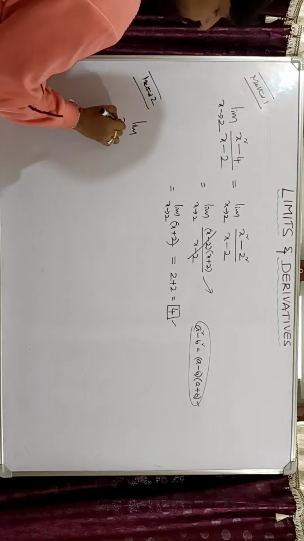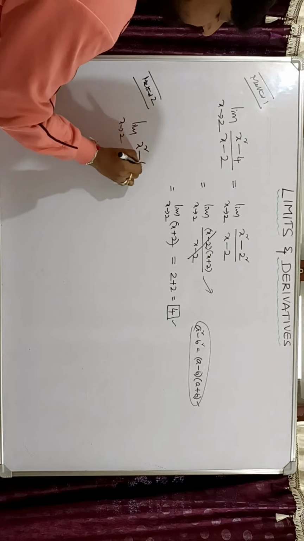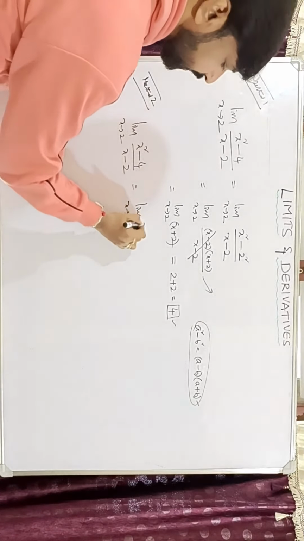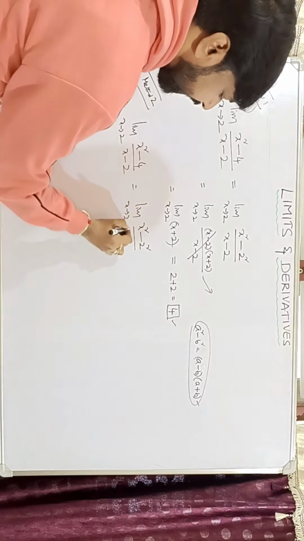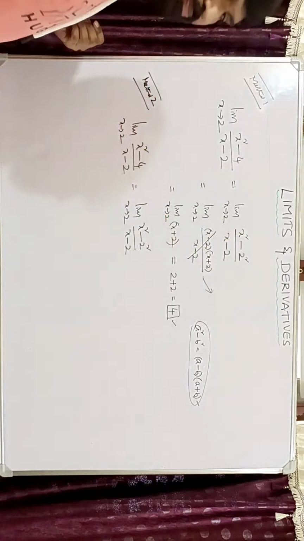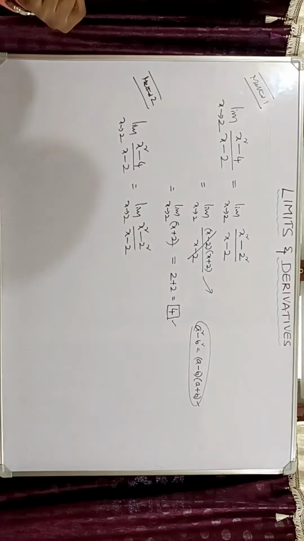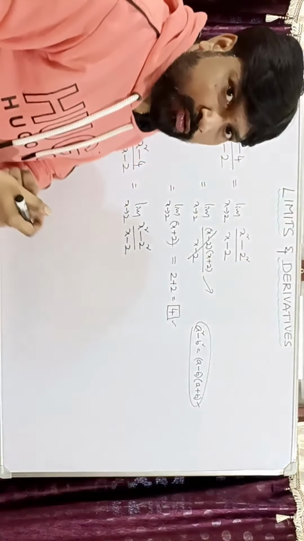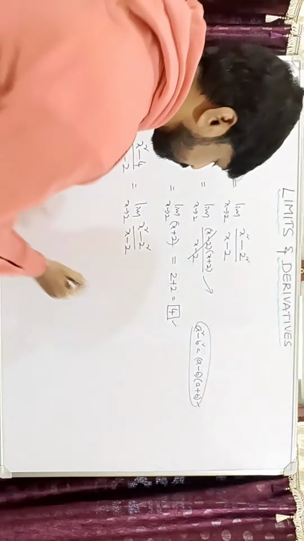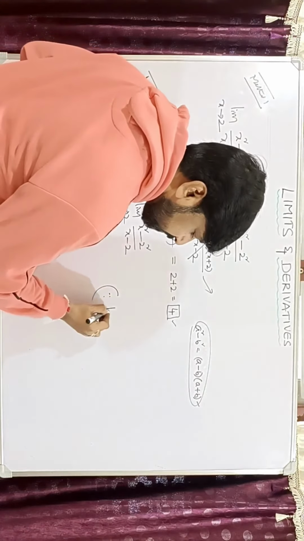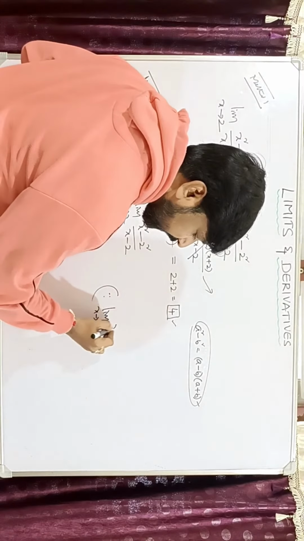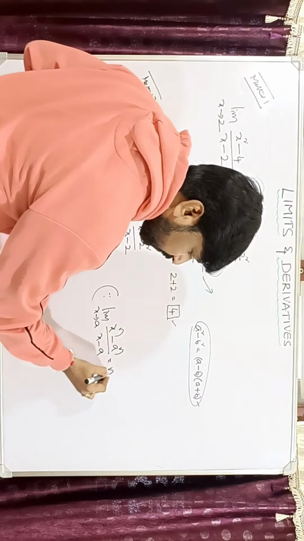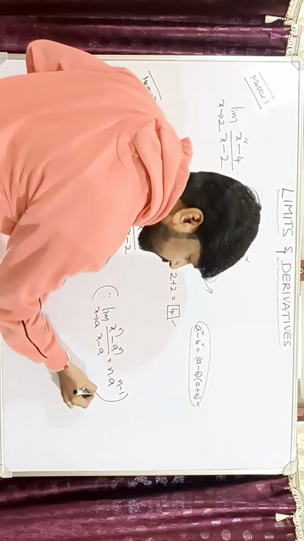Limit x tends to 2, (x square minus 4) by (x minus 2). I consider the question as limit x tends to 2, (x square minus 2 square) by (x minus 2). Again, the very first step is this one. Okay. Now I want to choose the first formula. I want to do this question by using the formula approach. What is the formula approach? Limit x tends to a, (x power n minus a power n) by (x minus a) is equal to n into a power n minus 1 is the formula.